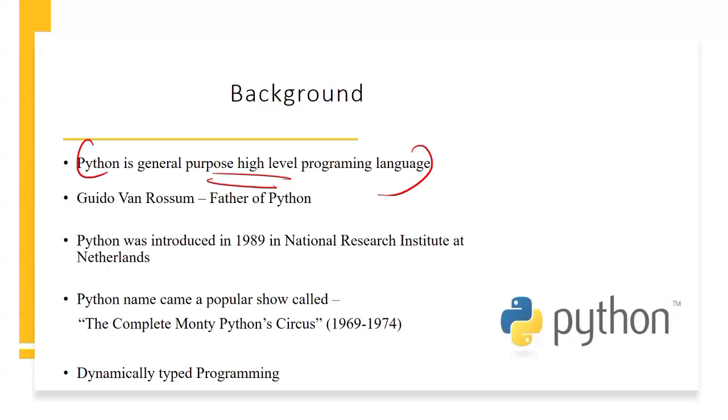Now let's see. Python was introduced in 1989 at the National Research Institute of the Netherlands, and the father of Python is Guido van Rossum. No need to remember all this, right? And if you people are thinking that Python comes from a snake name, that's not correct. The Python name came from a popular show, Monty Python's Flying Circus. From there, they have taken the Python name.